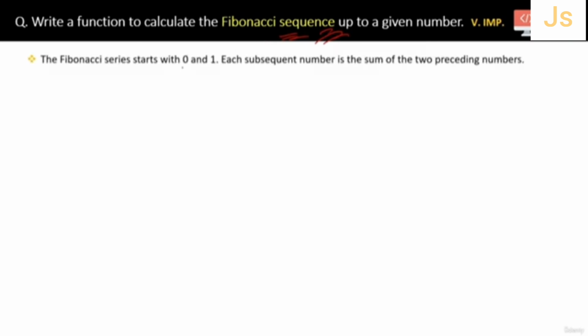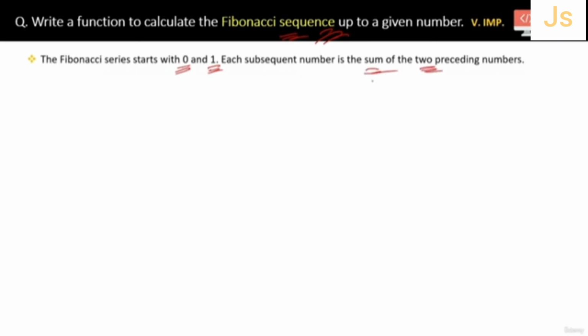Write a function to calculate the Fibonacci sequence up to a given number. Very important question and very frequently asked. First of all, you have to remember 2 points about the Fibonacci. Sorry for the pronunciation. It's Fibonacci series or Fibonacci, whatever. So the first point about the Fibonacci series is that it always starts with 0 and 1. So always think, you have to be clear. Second point is each subsequent number is the sum of the two preceding numbers.